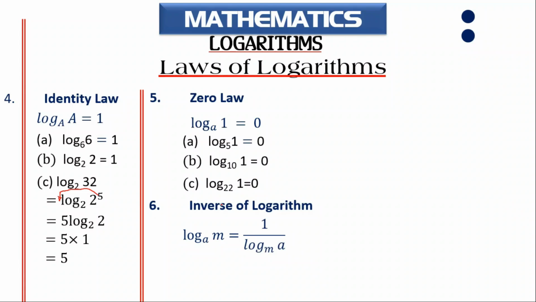Now, inverse of logarithm. Okay, so for inverse of logarithm, if you have a logarithm given as log m to base a, it equals 1 over log a to base m. What we're saying is that this law was derived from a change of base, which we're not going to go into now. So it means that this can be written in this form. There are cases where that law will be required.